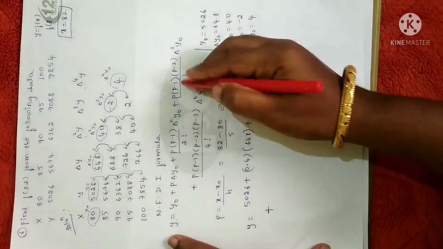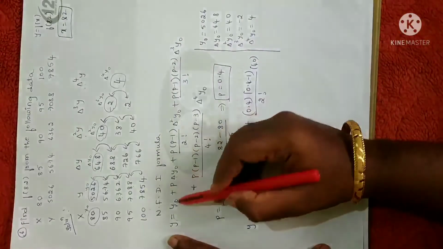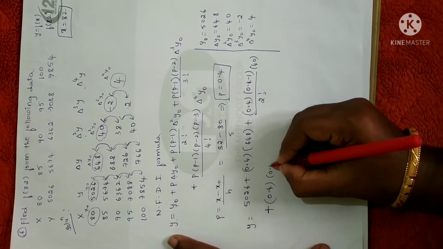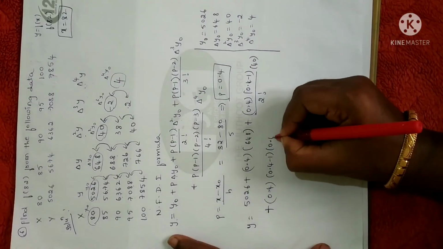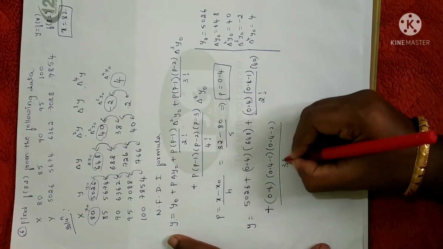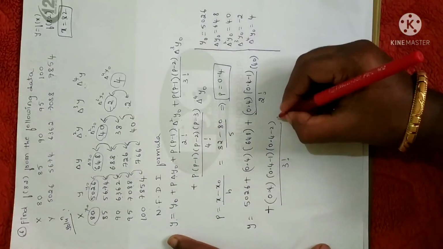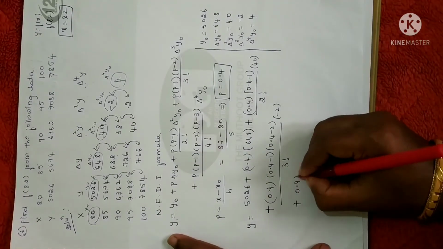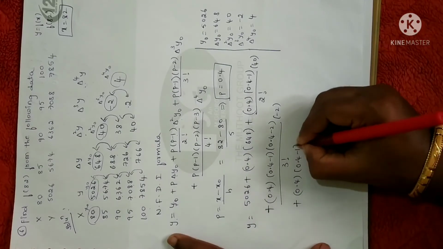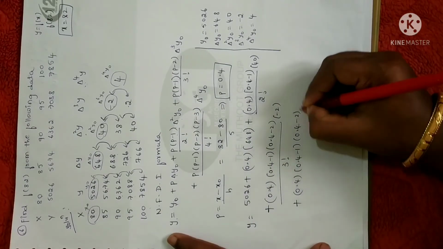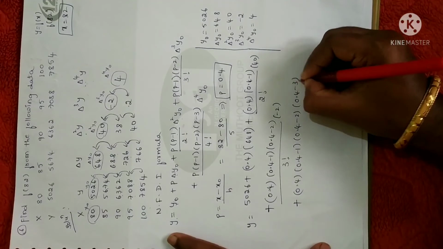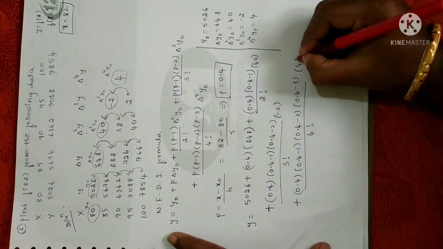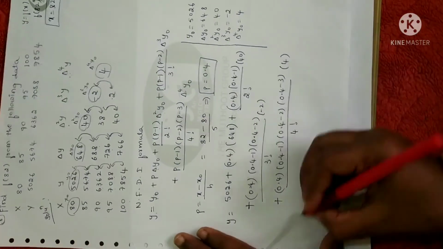Next plus the fourth term, 1, 2, 3, 4, this term. So 0.4 into 0.4 minus 1 into 0.4 minus 2 divided by 3 factorial into delta cube y naught, which is minus 2. Fine. Plus the last term, 0.4 into 0.4 minus 1, 0.4 minus 2, 0.4 minus 3 divided by 4 factorial into delta power 4 y naught, which gives y. Clear? Now let me simplify this.